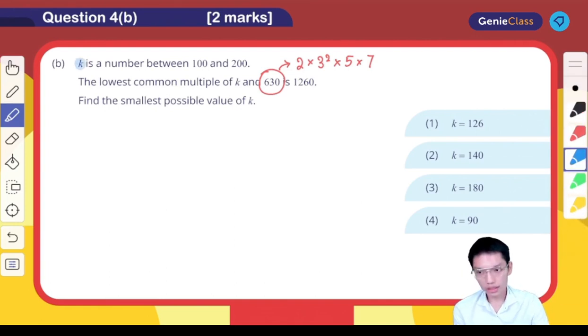We know that K over here, always read the information from the question first. We know that K is a number between 100 to 200. That's the first thing we need to take note of, because otherwise it may bring you to different errors that may occur.